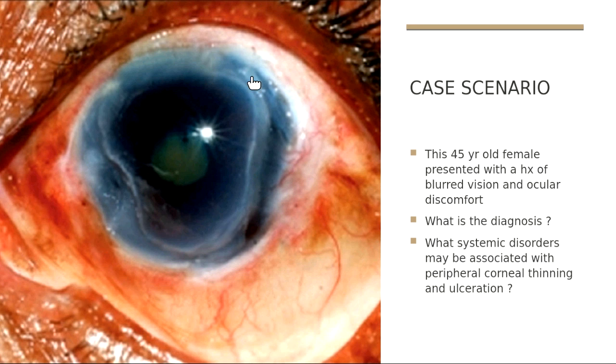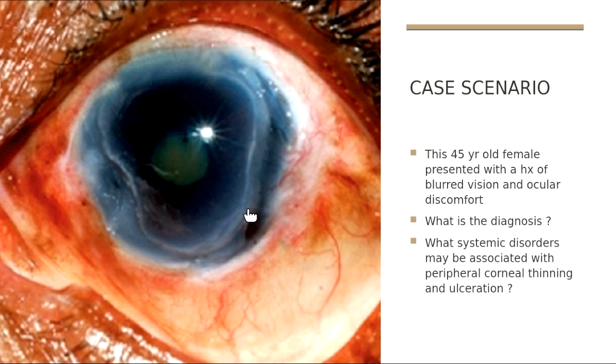This is the cornea you're looking at. What do you think is happening in this area? Swelling? Ulceration? It's not quite ulceration yet, but there is what we call peripheral corneal thinning. So with this demarcation line, peripheral to that, the cornea here is very thin.